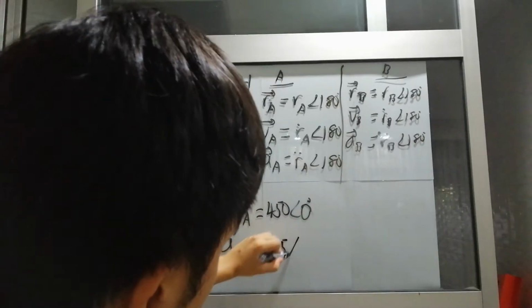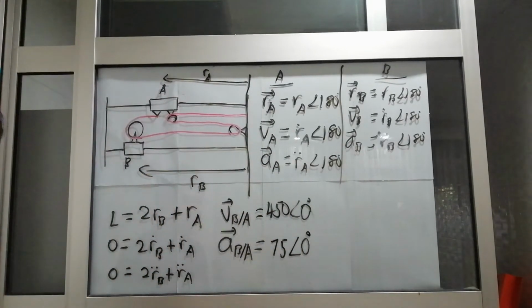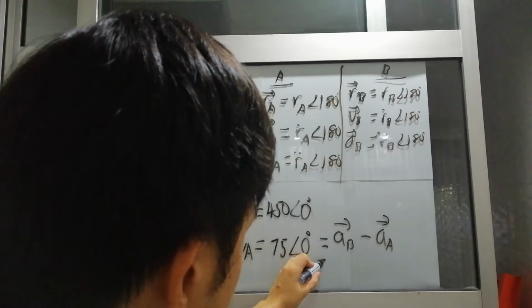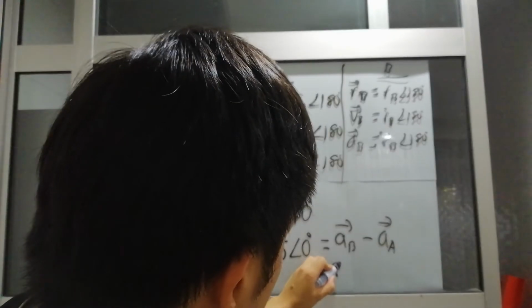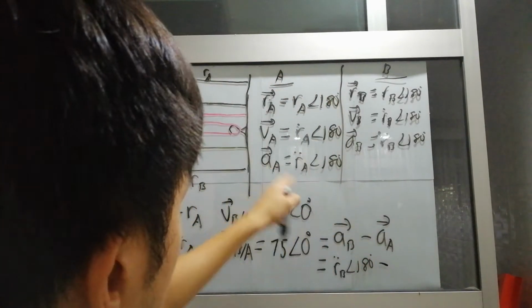And usually it's also 0 degrees, because you do it by differentiating this. Now, what is the acceleration of B with respect to A? This is actually equal to acceleration of B minus acceleration of A. Right? And you can see it clearly. What is the acceleration of B? It's this thing, R double dot B, direction 180 degrees. Minus, what is the acceleration of A? R double dot A, direction 180 degrees.